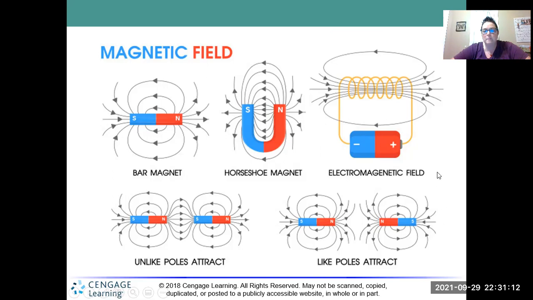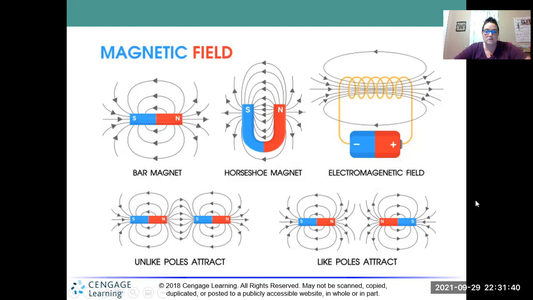how the electromagnetic field is going to play a role not only in your surgical case, but it also plays a role in just everyday life. So here you can see, this is what I was just talking about. Unlike poles will attract. So you can have the south connected to the north and you'll get a strong attraction there, whereas if you're doing like poles, they're going to repel each other.